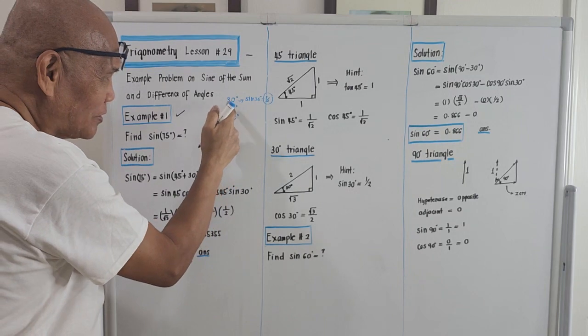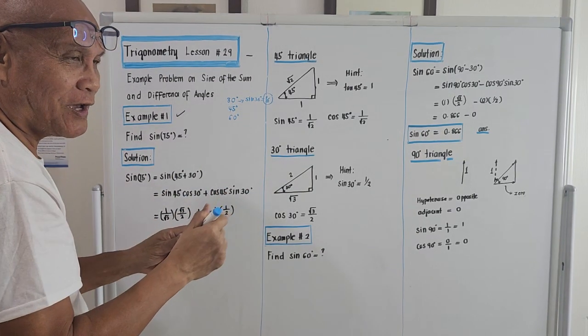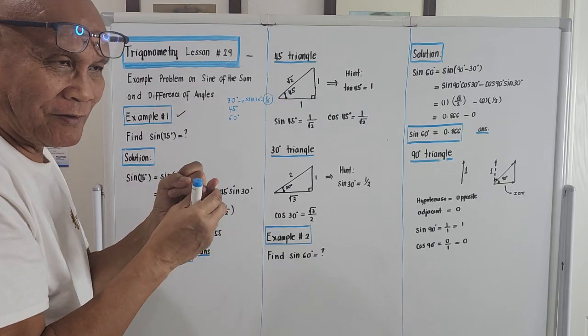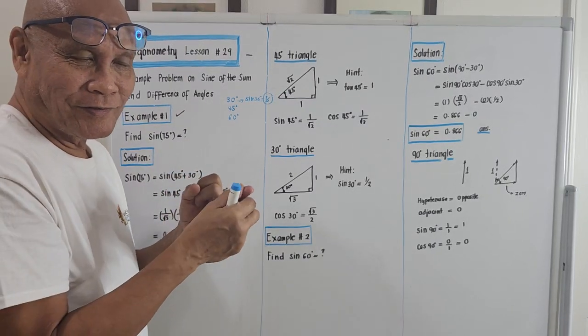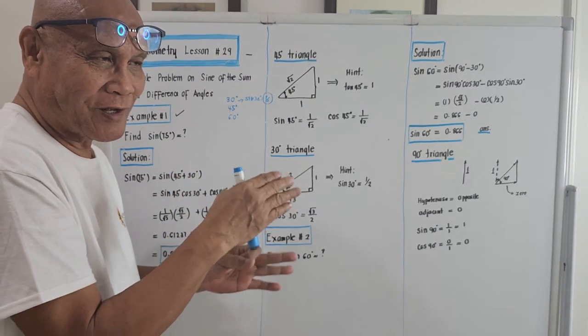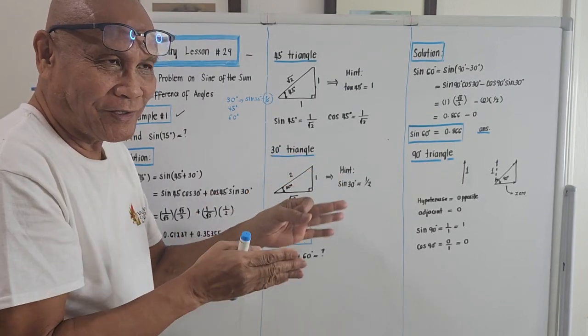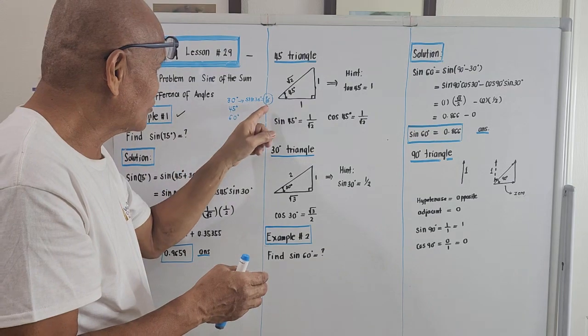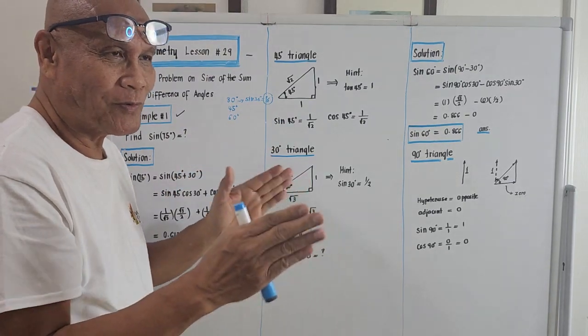Because if you know the sine of 30 degrees, you could derive the other values of 30 degrees. You could derive the value of the cosine, the tangent, or of course the reciprocal functions. So by knowing sine of 30 degrees to be equal to 1/2, there will be no problem.